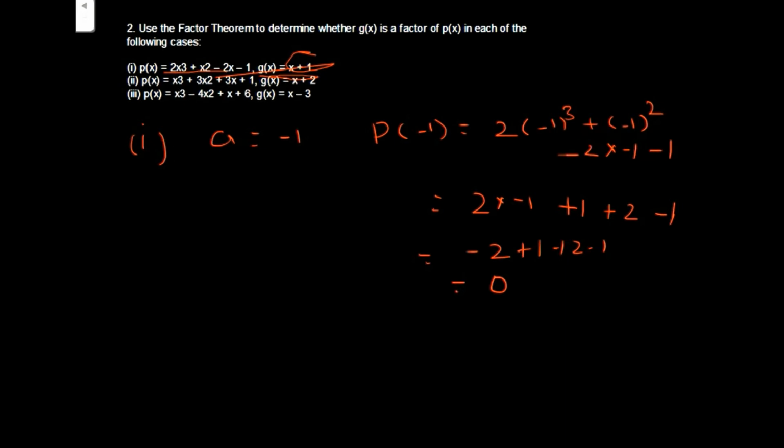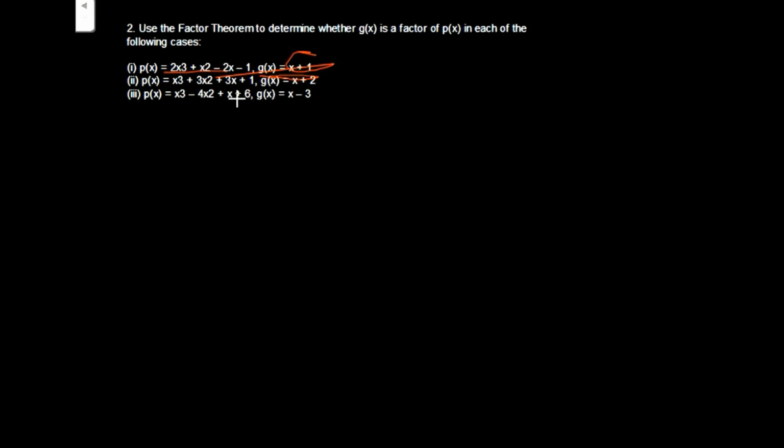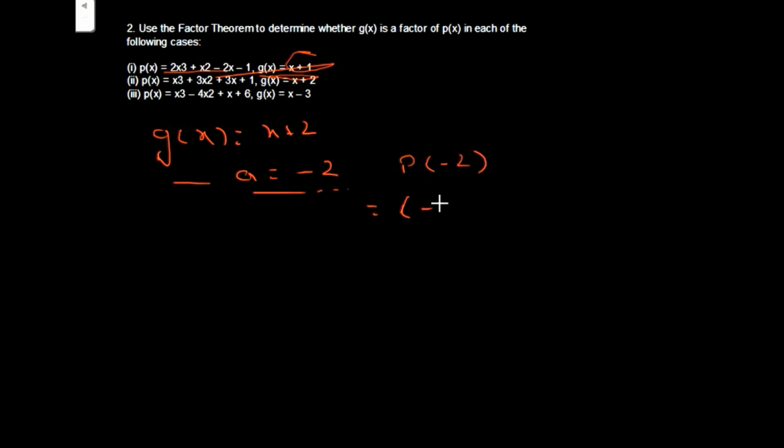Now, taking the second case as well. In the second case, we have g(x) equal to x plus 2. So, in this case, a will be equal to minus 2. So, what do I have to find? I have to find p(-2). So, let's find out p(-2) by putting the value of x equal to minus 2. So, I will get (-2) cube plus 3 multiplied by (-2) square plus 3 multiplied by (-2) and plus 1.